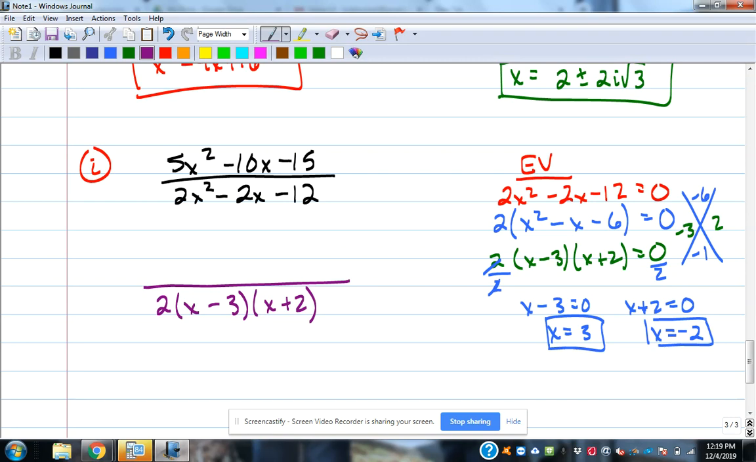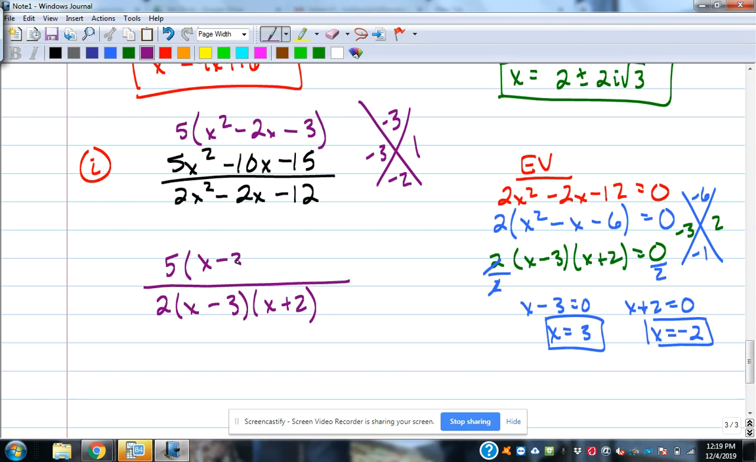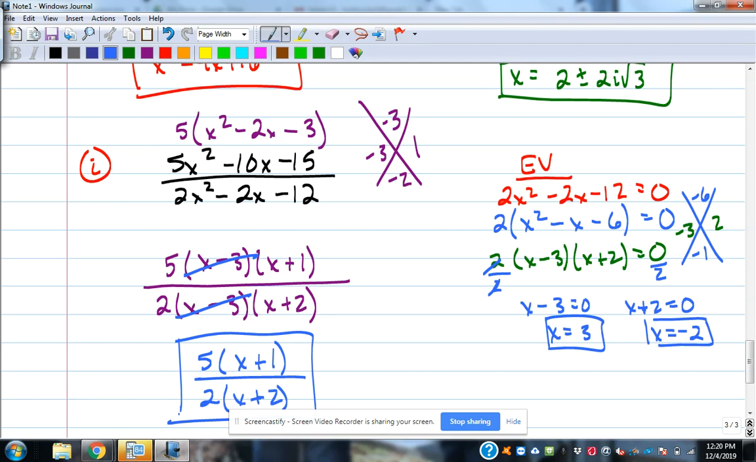How do we factor that numerator? All right, yeah, I'd factor a 5 out, and that'd leave me this. And then I'd do x method on that. So negative 3, add to be negative 2. Negative 3 and 1. So we got a 5, x minus 3, x plus 1. Pretty easy to cancel there. That's all it cancels. So the final answer is 5 parentheses x plus 1 over 2 parentheses x plus 2. And just leave it in that factored form there. You don't have to multiply it back out for me.